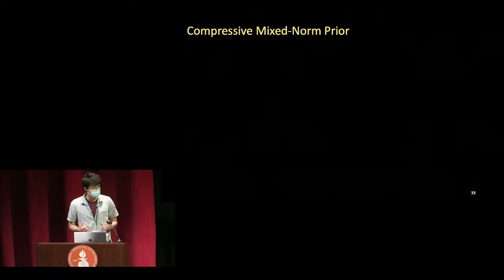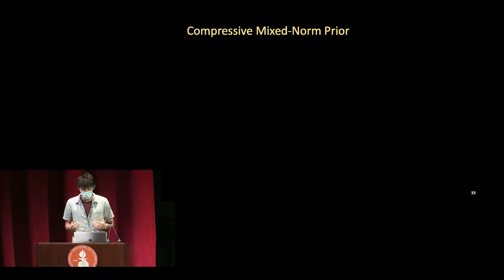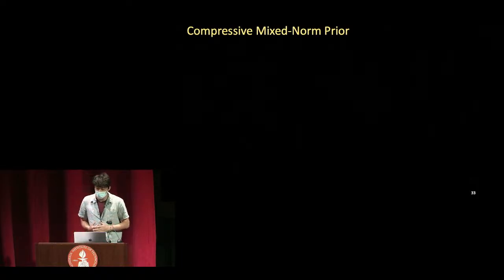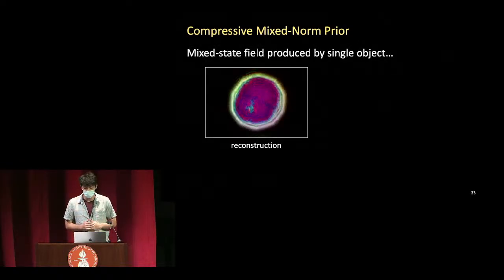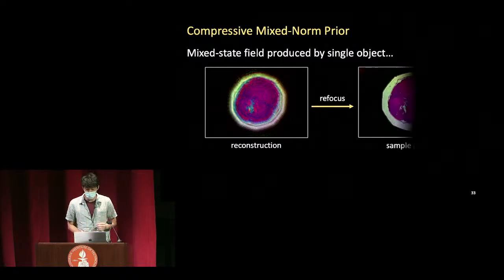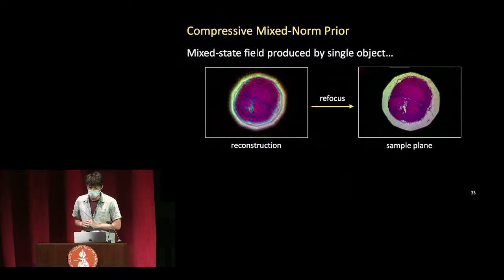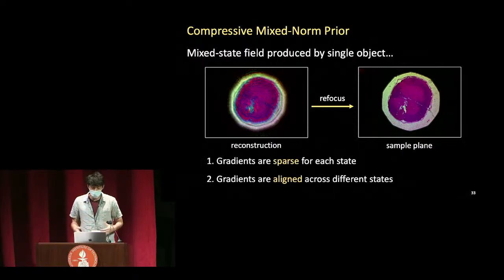To achieve reconstruction with even fewer measurements, our insight is to use a compressive mixed norm prior designed specifically for mixed state fields. So consider a mixed state field produced by a single object or sample. If we refocus the field to the plane where the sample is located, then intuitively the following should hold. The gradients for this field should be sparse, and additionally, the gradient should be aligned across different states.